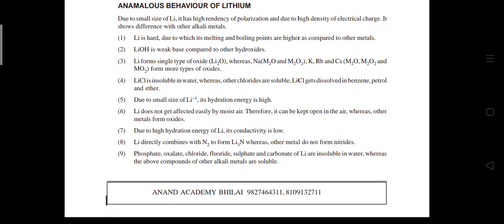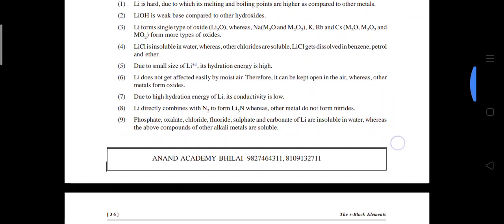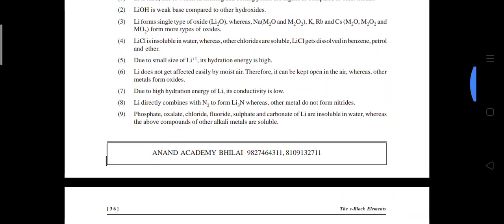Lithium is hard due to which its melting and boiling point are higher as compared to other metals. Lithium hydroxide is a weak base as compared to other hydroxides. Lithium forms a single type of oxide, whereas sodium, potassium, rubidium and cesium form many types of oxide. Lithium chloride is soluble in water, whereas other chlorides are soluble. Lithium chloride gets dissolved in benzene, petrol and ether.